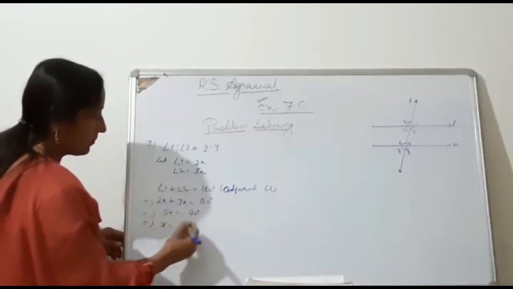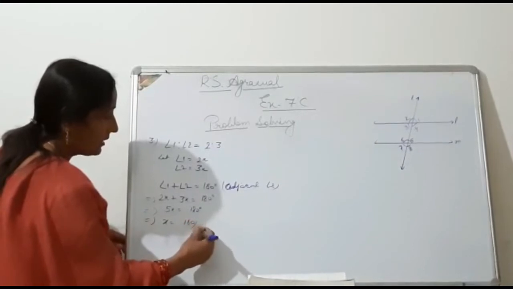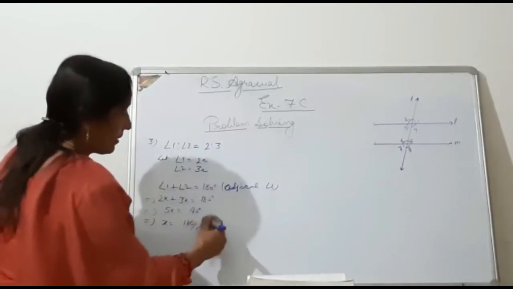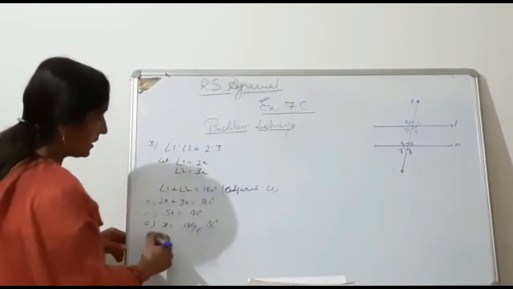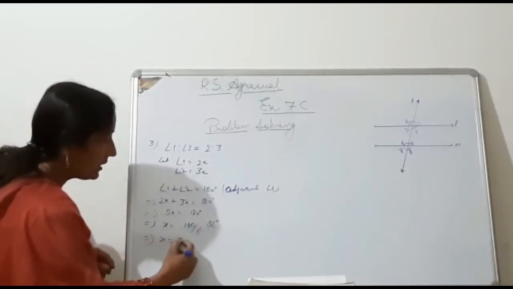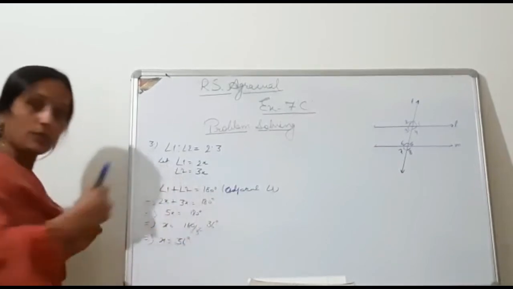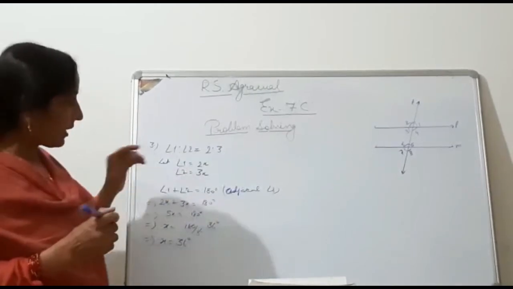x is equal to 180 by 5. 5 3s are 15 and 5 6s are 30. So 36 degrees. x is equal to 36 degrees. Okay. Now we can find both the angles.